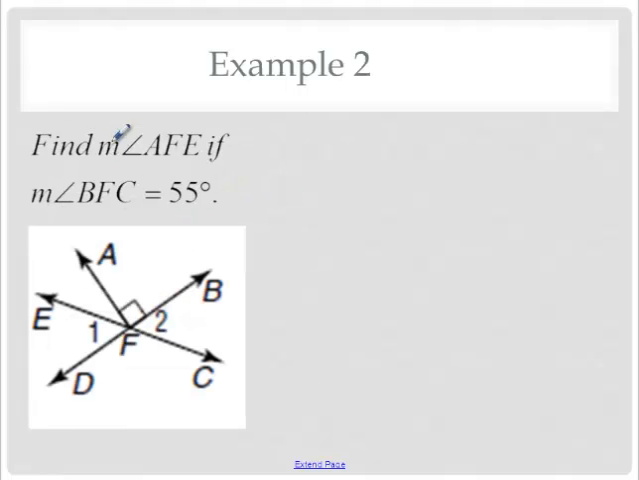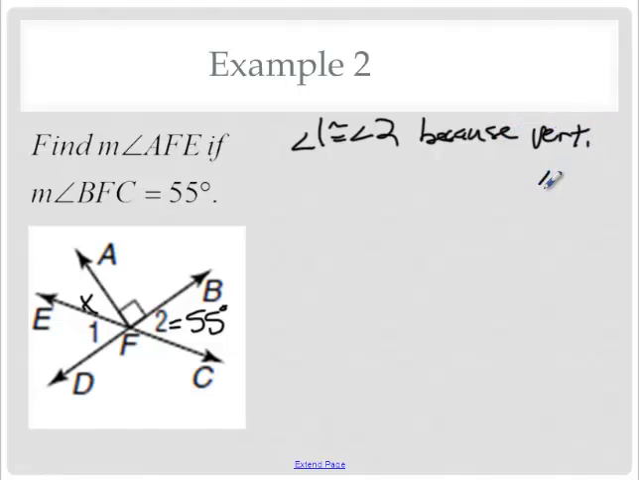Now let's take a look at example 2. Measure of angle AFE is what we're going to find. So I'm going to make that x. And we know that BFC, which is angle 2, is 55 degrees. Taking a look at angle 1 and angle 2, angle 1 is congruent to angle 2 because vertical angles. So since angle 2 is 55 degrees, that means angle 1 is also 55 degrees.